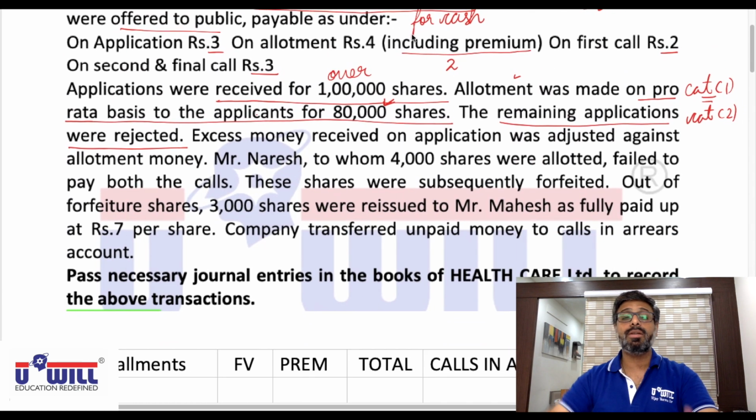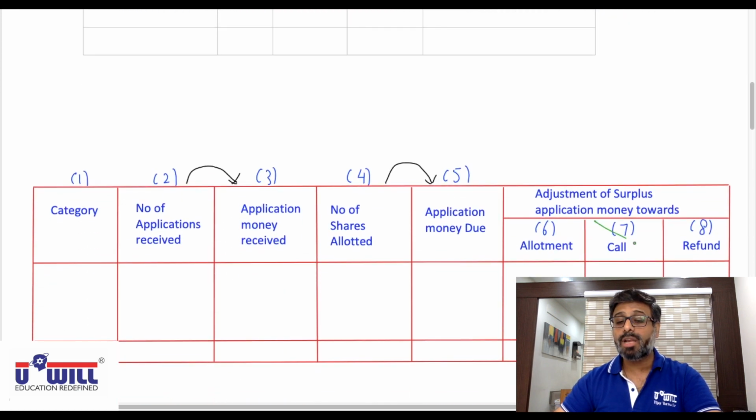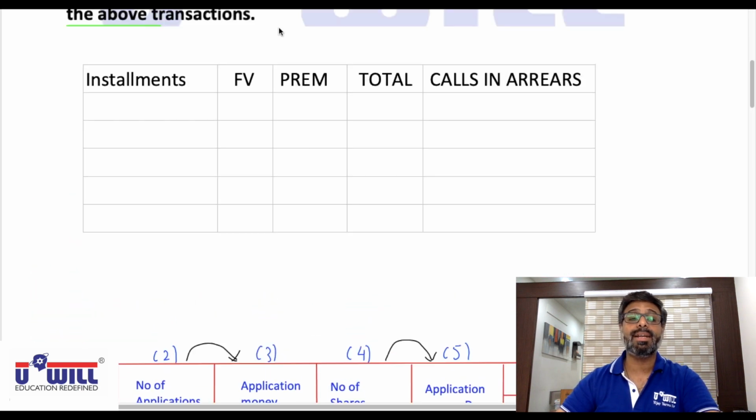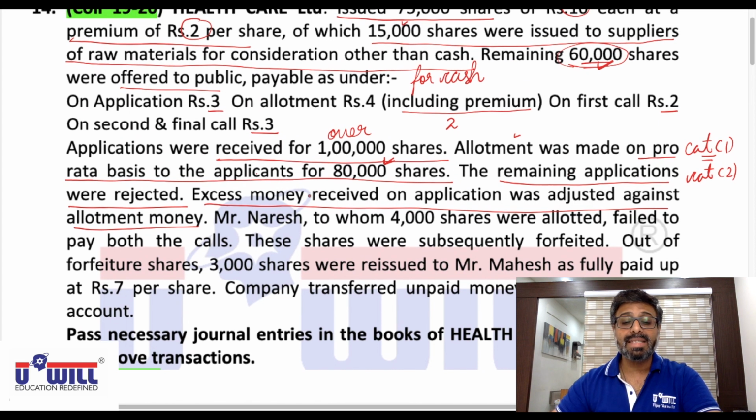If any confusion, pause the video, rewind and listen to this part again. Excess money received on application was adjusted against allotment money. Clearly given, excess money is adjusted against allotment money means mostly you will not have any adjustment towards the call. However, we will make the column of call, but we will see it when we solve the question that we don't have any adjustment towards the call. You will verify that automatically when we solve the question.